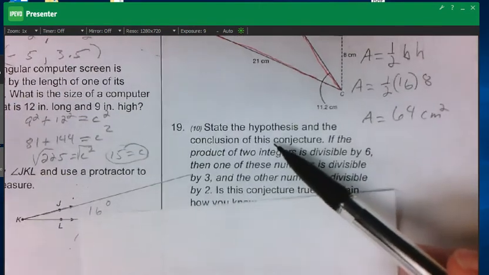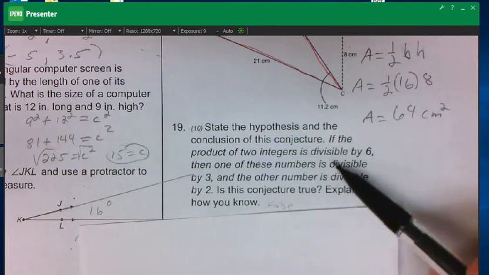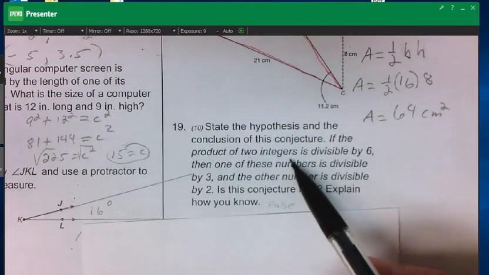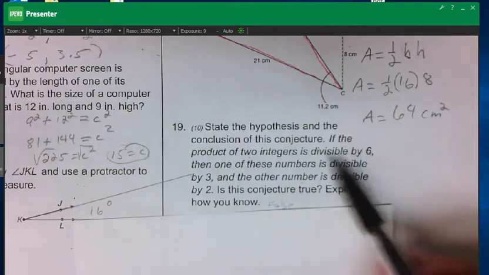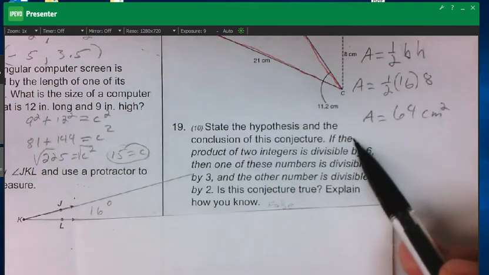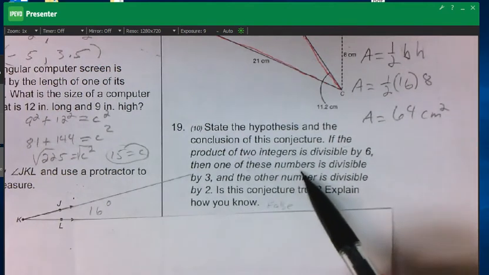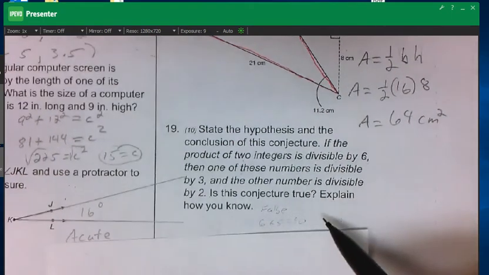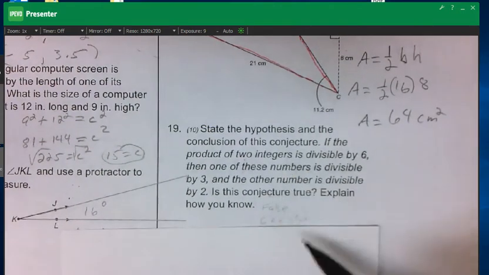Number 19 says to state the hypothesis and conclusion of the conjecture: if the product of two integers is divisible by 6. That is the hypothesis. So you could indicate that by writing hypothesis there. Then one of these numbers is divisible by 3 and the other is divisible by 2. That would be the conclusion. The next part of the question is to answer whether the conjecture is true or false.